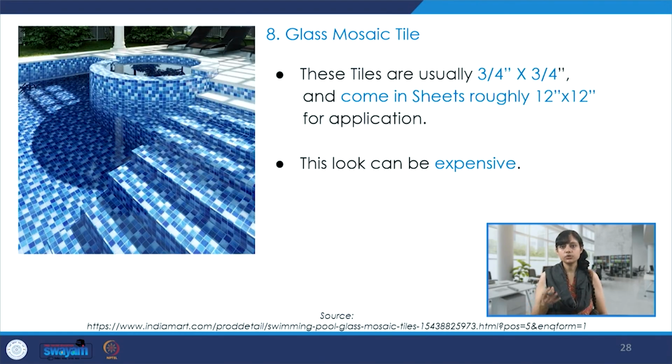These tiles are usually 3/4 of an inch by 3/4 of an inch, and they come in sheets roughly 12 inches by 12 inches for application, and this could be an expensive look to achieve. So it's not a very common or frequently used style. But yes, when there is a specific taste or a specific demand, glass mosaic tiles are used in projects.